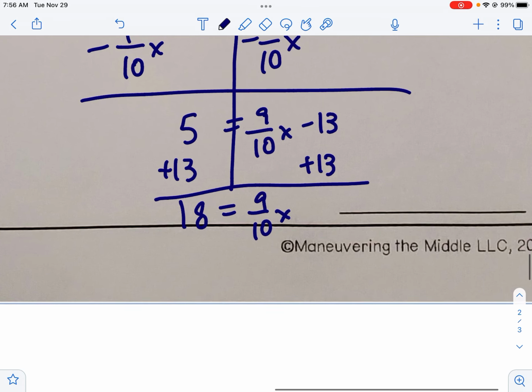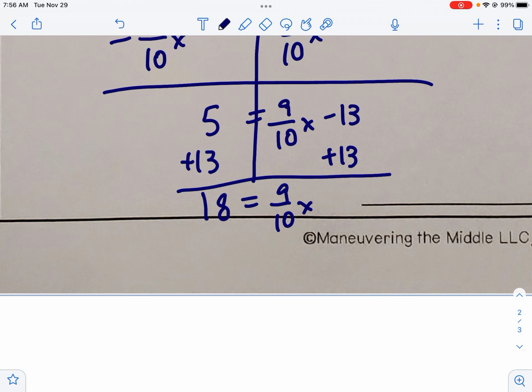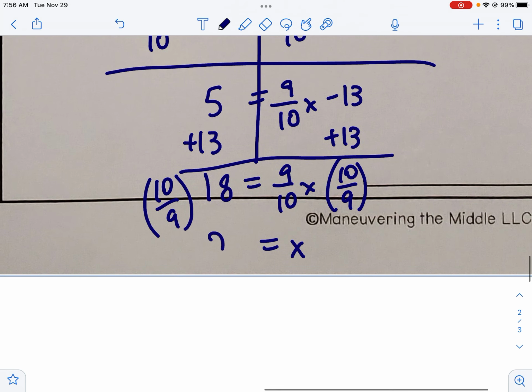To continue solving, we're going to ask ourselves, how do we get rid of a fraction that is multiplied? To get rid of a fraction that's multiplied, we're going to flip it, so it becomes 10 over 9, and multiply on both sides of the equation. After we do that, we'll end up with our final answer of x equals 20.